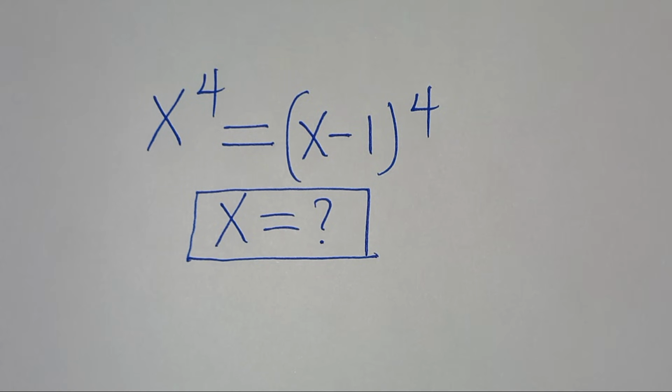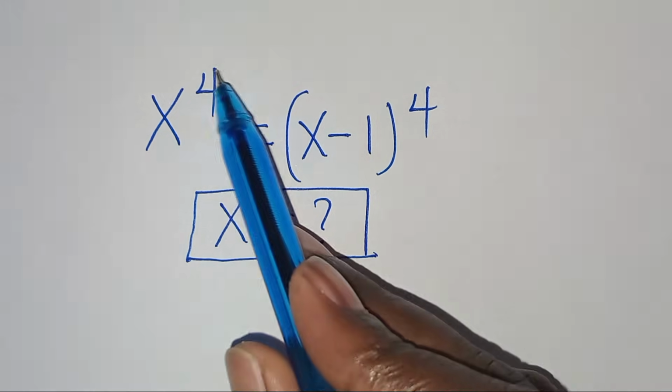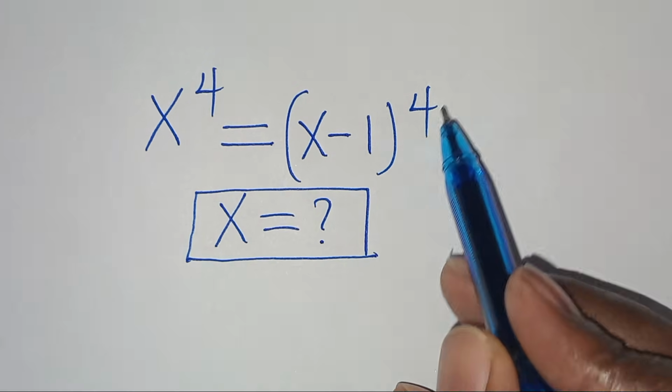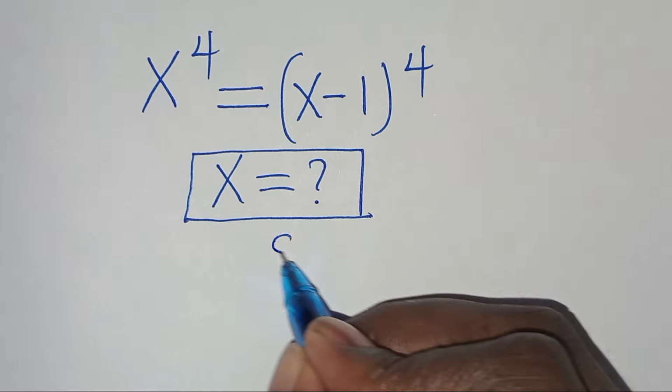Hello everyone, you're welcome to solve this nice algebra problem, which is x to the power of 4 equal to (x minus 1) to the power of 4. So what is the value of x? Now let's provide a solution from here.